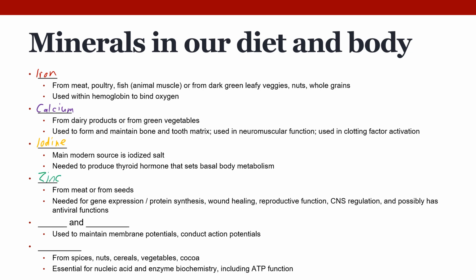Zinc comes from meat or from seeds. It's needed for gene expression, protein synthesis, wound healing, reproductive function, central nervous system regulation, and has recently been linked with certain antiviral functions.